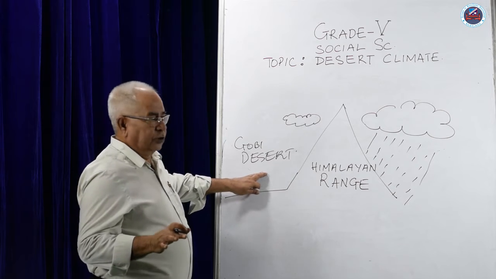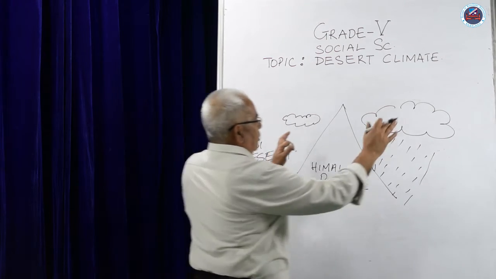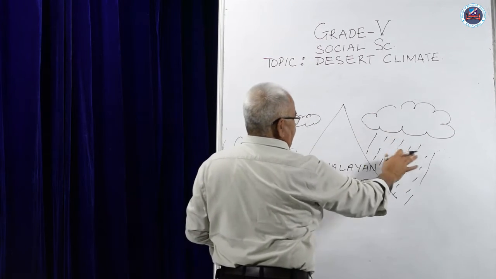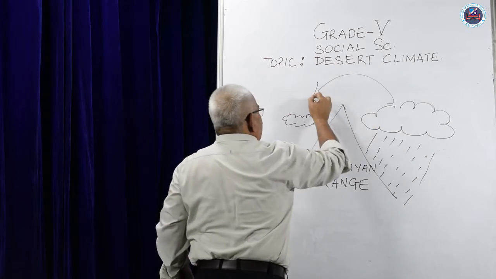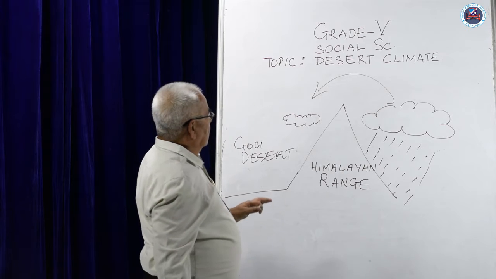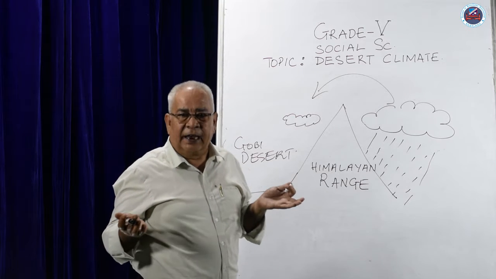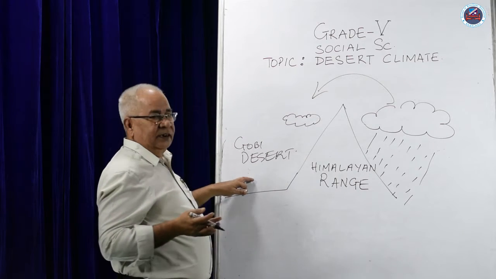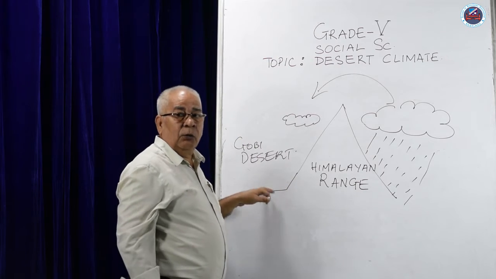I hope you have understood me. Just in case you haven't, let me explain one more time. Rain clouds come and they shed their rain on one side of the mountain. Why? Because they cannot go over the top. By the time they come over the top, there's hardly any moisture in it or hardly any rain, as we can say. That is how the Gobi Desert, which is in Mongolia and on the other side of the Himalayan range, was formed.